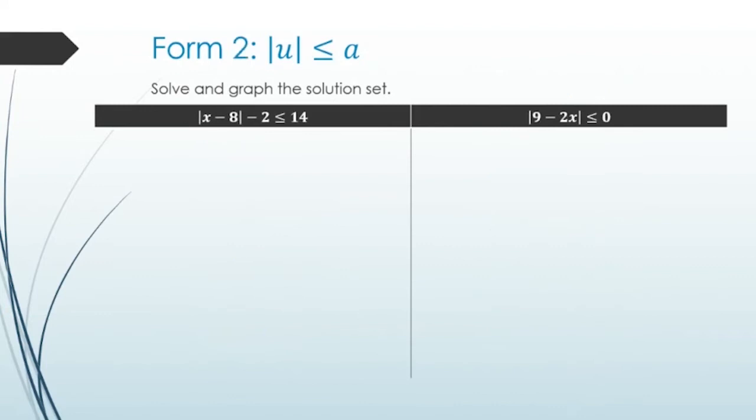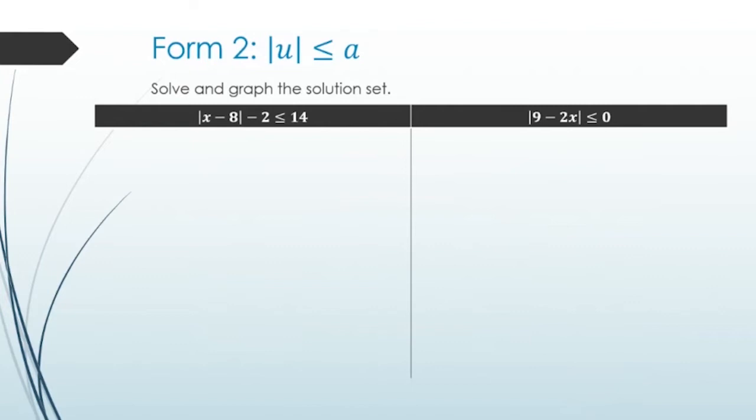Okay, so now let's look at what happens when you have a less than or equal to sign, because if you have the equal to there, that can throw some of these things off. You can get some interesting things. So first, I have absolute value of x minus 8, minus 2, less than or equal to 14.